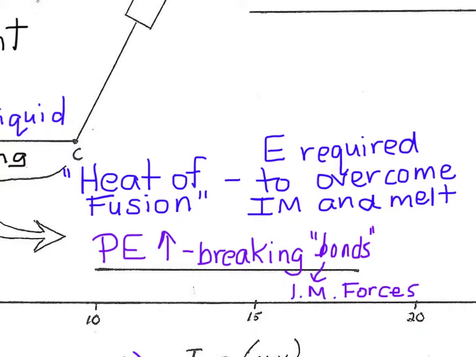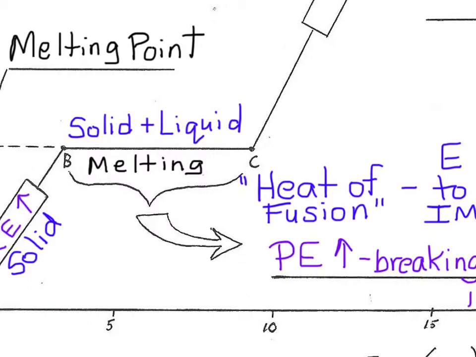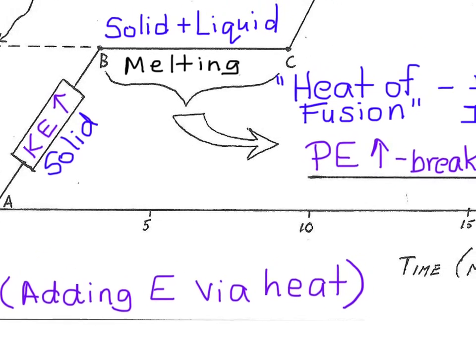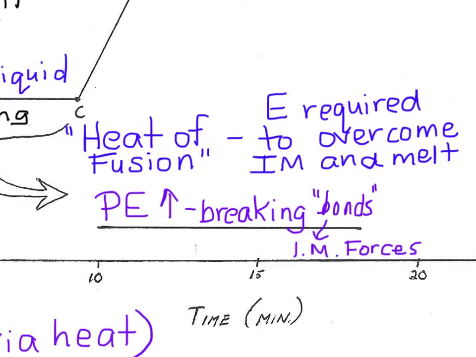So, during this time between point B and point C, we are still adding energy through heat. We did not turn the hot plate off, but instead of being used to raise the temperature, that energy is being converted to potential energy, which increases as the bonds, which we really know are intermolecular forces, between the molecules are overcome and the solid melts.